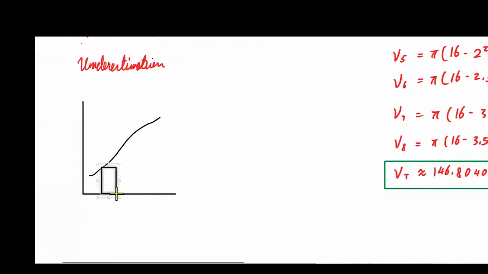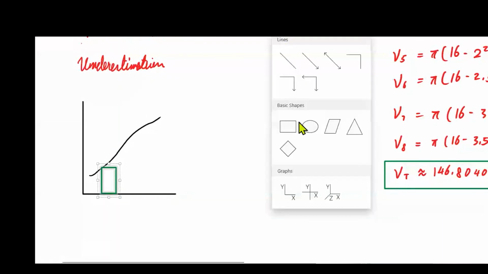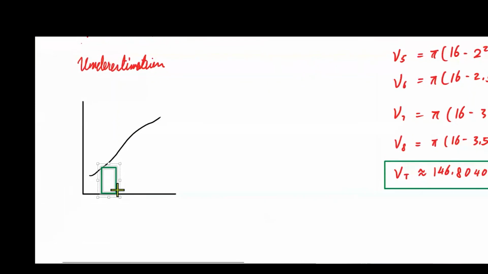Let me just draw a few. Let's make that green rectangles. Say you're using left rectangles. And then don't memorize this, this needs to be obvious by just imagining a few rectangles. See, this is the under approximation, isn't it?